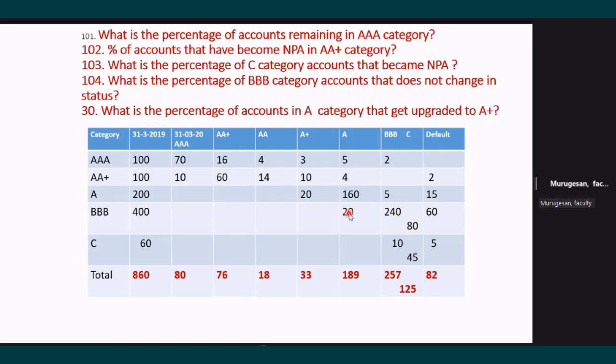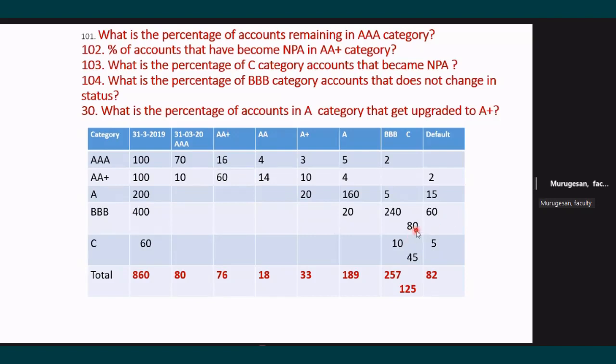Okay, 20 accounts have been upgraded. What is the percentage? 20 accounts upgraded versus 400. 400 versus 20 means 5% have been upgraded. And how much have been slipped to NPA? Oh my God, 60 accounts have become NPA. The 60 accounts are what percentage of 400? 60 divided by 400 into 100, 15%. Even without calculator, you can do.